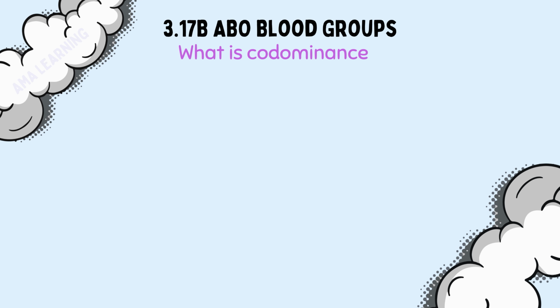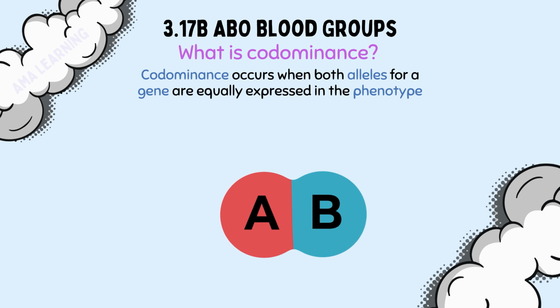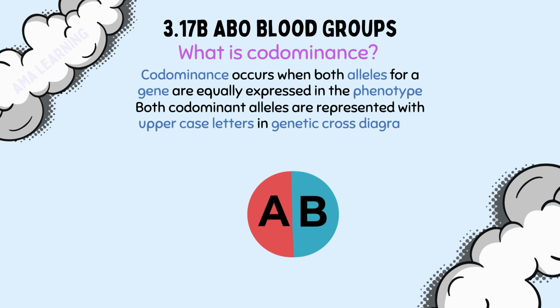Now let's explore ABO blood groups, which are an example of codominance and multiple alleles in genetics. This topic highlights how more complex inheritance patterns work beyond simple dominant and recessive traits. What is codominance? Codominance occurs when both alleles for a gene are equally expressed in the phenotype. Neither is dominant or recessive over the other. Both codominant alleles are represented with uppercase letters in genetic cross diagrams. The letters used are different.